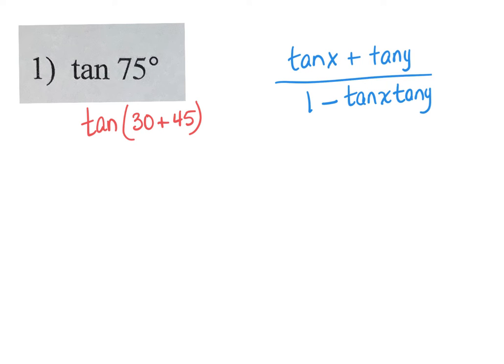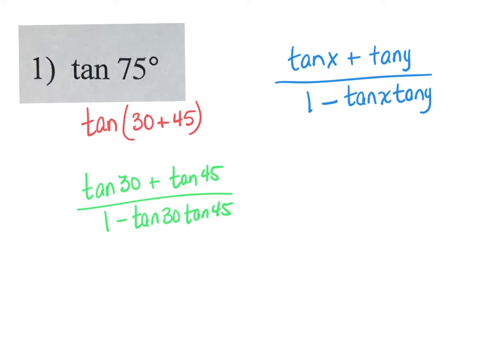Okay, so that means your x here is 30, your y here is 45. So we're just going to plug those in. The tangent of 30 plus the tangent of 45 all over 1 minus the tangent of 30 times the tangent of 45. 45 is easy. That's the favorite one for tangent, isn't it?